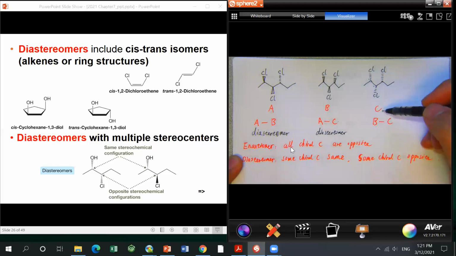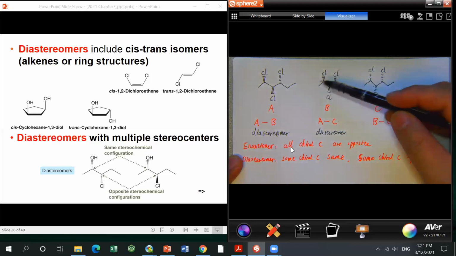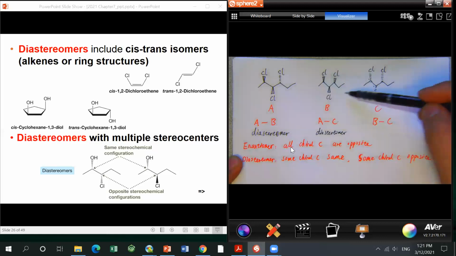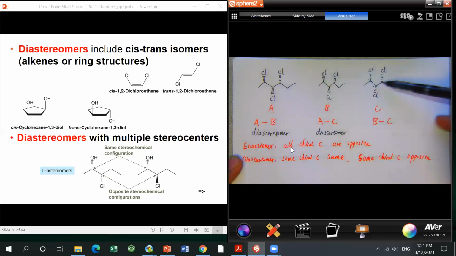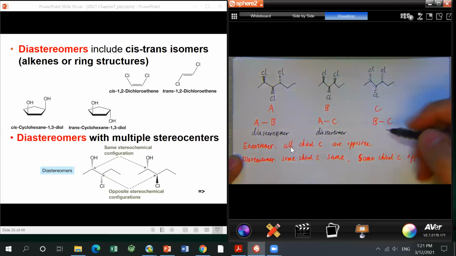And then in the B and C case, B and C are all opposite case. So that's the enantiomer case.